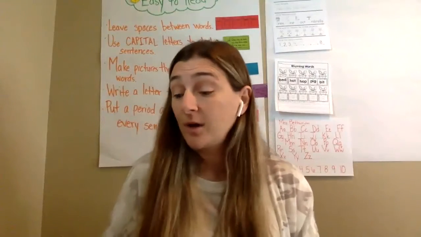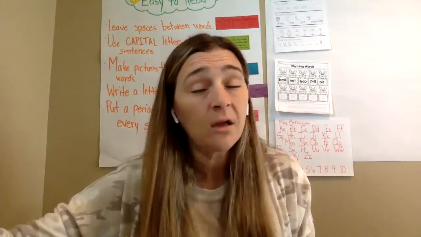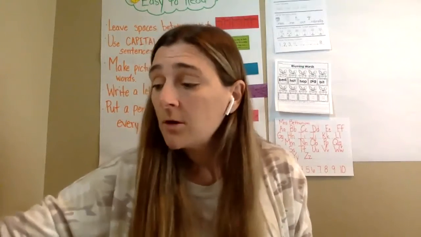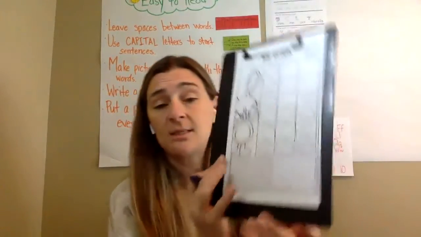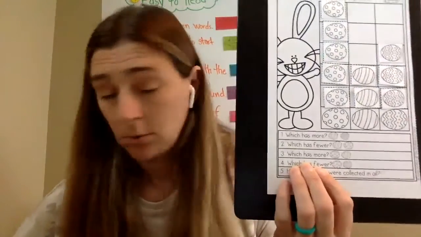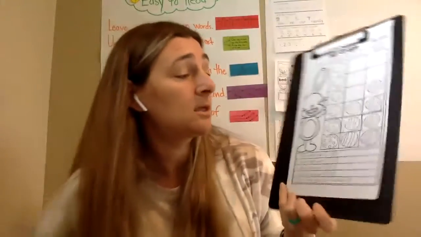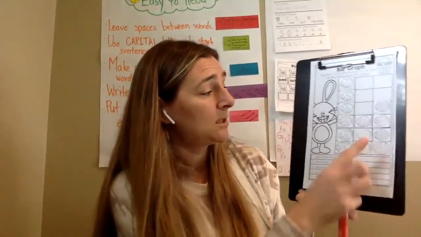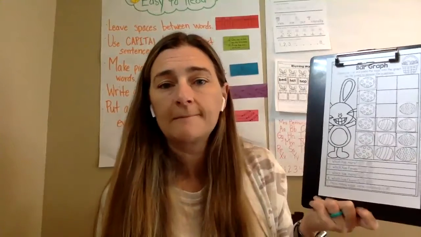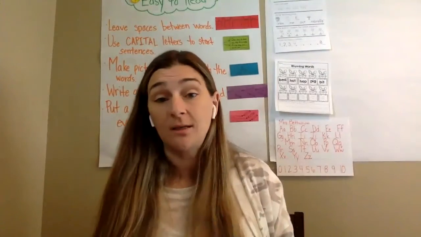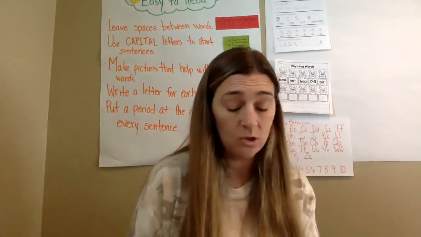Now we're going to answer those questions at the bottom. You're going to need a crayon, a pencil, a colored pencil, a marker, whatever you have that you can use is fine. The first question says, which has more, the stripes or the squiggles? So let's look. Which one has more? The squiggles, very good. It is the squiggles. So all I want you to do is just circle the squiggles.